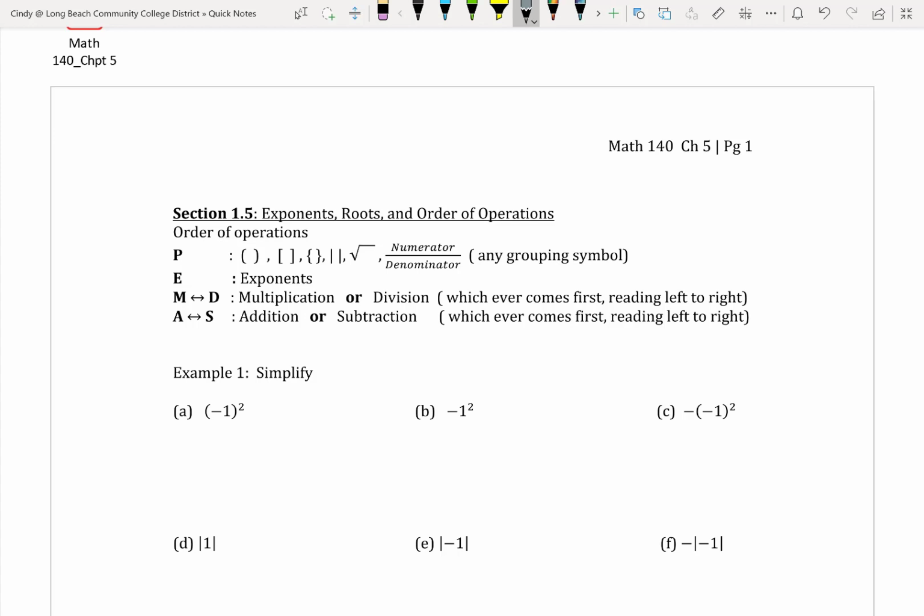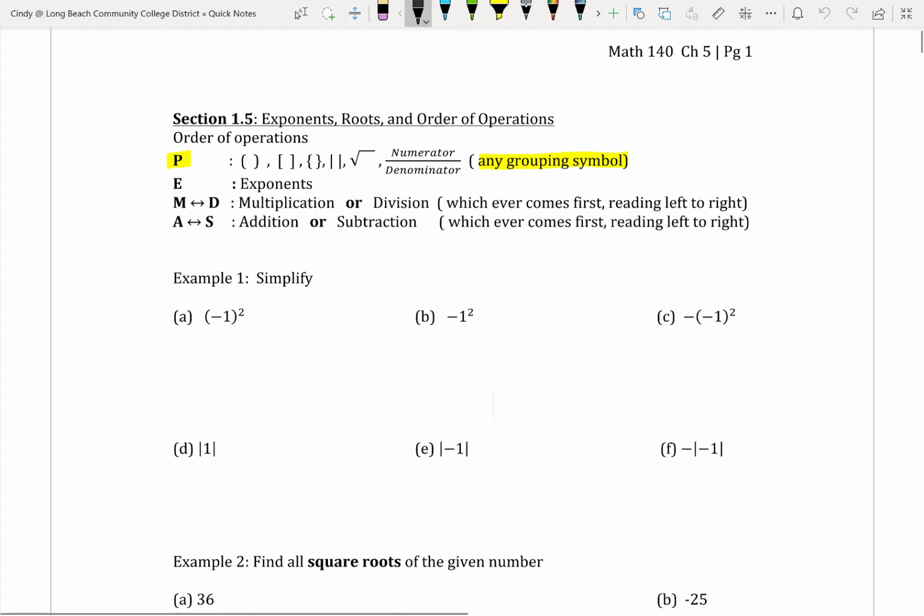Now, what's kind of misleading about PEMDAS is you think that P is just for parentheses, but it's really parentheses, brackets, braces, absolute values, a square root, a fraction, or basically really it's any grouping symbol, okay? That's what the P stands for in PEMDAS, any grouping symbol. E is for exponents. It's M or D, multiplication or division, whichever comes first, reading left to right. Same thing with addition and subtraction, whichever comes first, reading left to right.